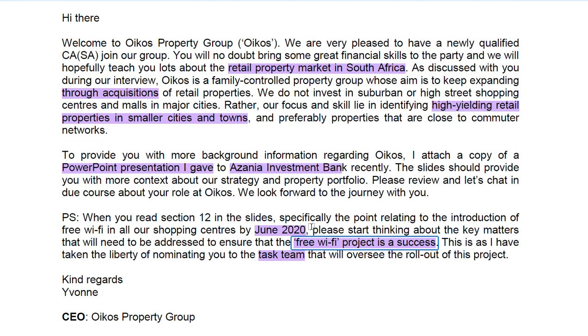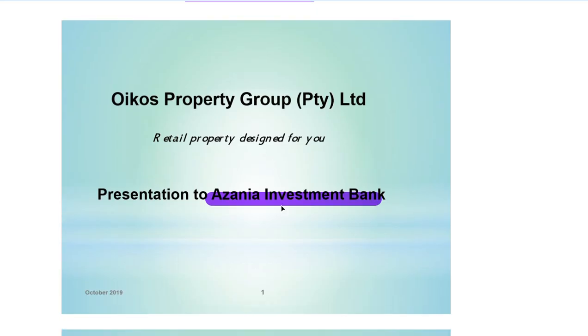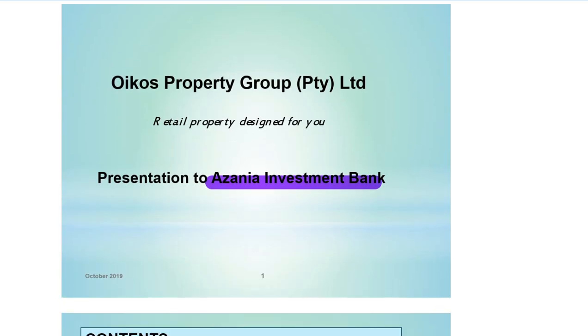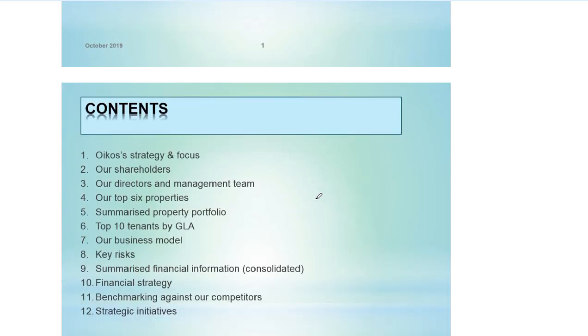So that takes us to the end of this page, and then we are going to move to the attached email. In the attached email, we know it is a slide, and then this slide was a presentation that was provided to Azania, right? Now let us move down. And when we move down, what do we see here? We have been provided information from 1 to 12.